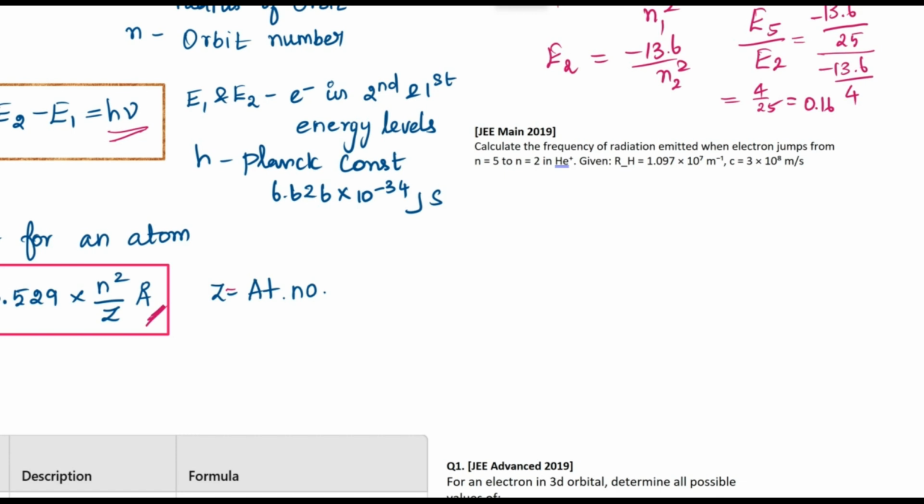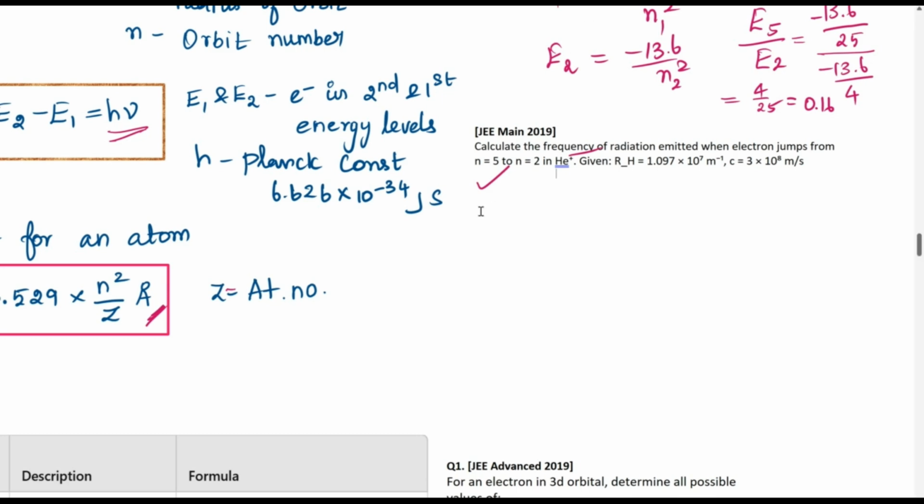Here we have a simple question which was asked in JEE Main 2019. Kindly note it down, solve it and let me know the answers. Okay, I can give you a hint for solving this problem. You can use the formula we have discussed just before, the relationship between frequency and wavelength. Okay.